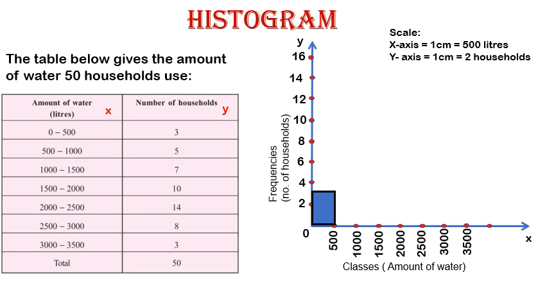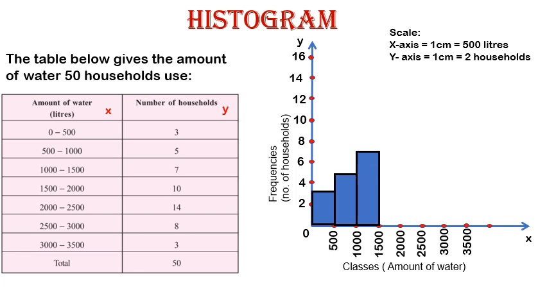See second one, 500 liter to 1000 liter. Here corresponding frequency is 5. So draw a rectangle of height 5 centimeter. Next is 1000 liter to 1500 liter. Here corresponding frequency is 7. So draw a rectangle of height 7 centimeter.